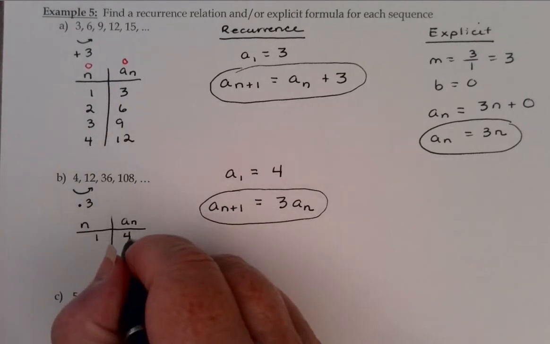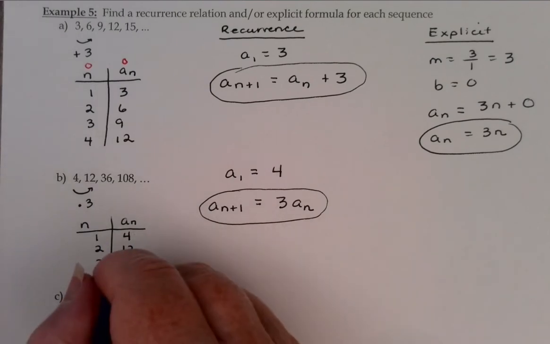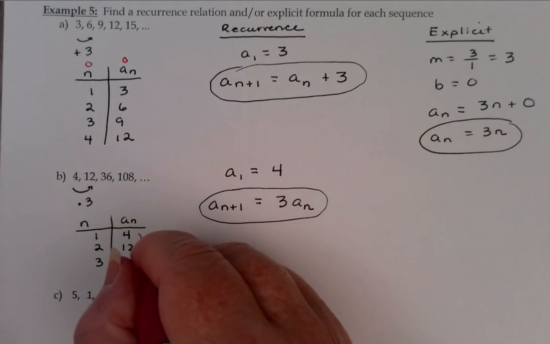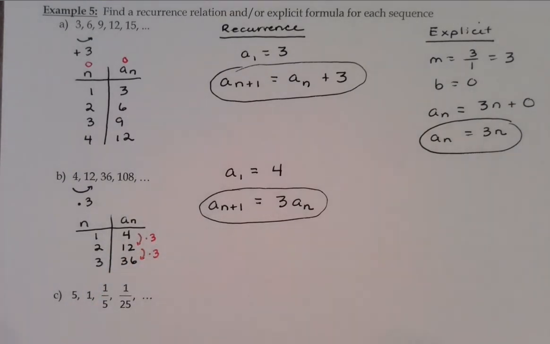First term is 4. Second term is 12. Third term is 36, so on. And again, with that pattern being times 3, this is going to be an exponential function, right? The exponential pattern is that when the x values go up by the same amount, the y values have a constant multiplier.